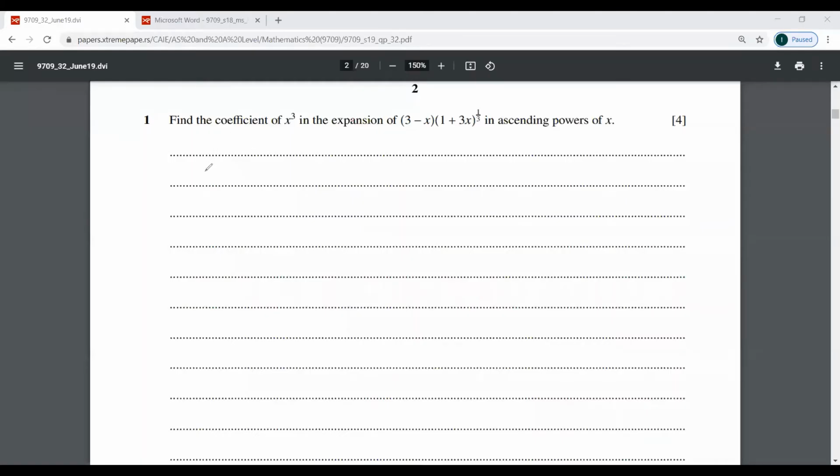Okay, guys, we have June 19's paper 3. The variant is 3-2. So let's start it. The first question is on the binomial expansion.